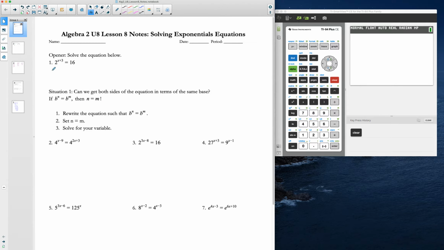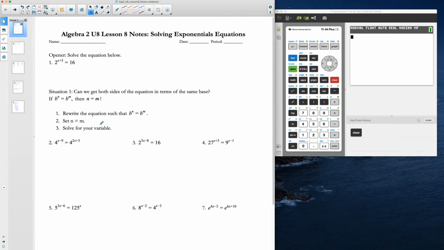So here's what we want to do: can we get both sides of our equation in terms of the same base? Because if we can get b to the n equals b to the m, then that means n has to equal m, which means then we can solve for that variable, much like what we did in the prior problem.